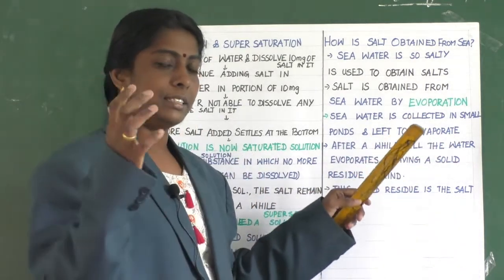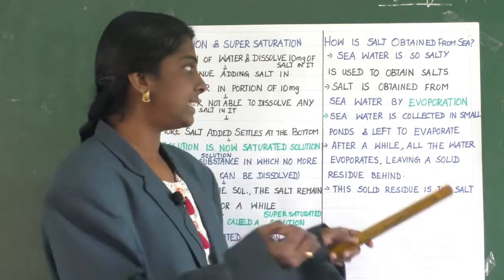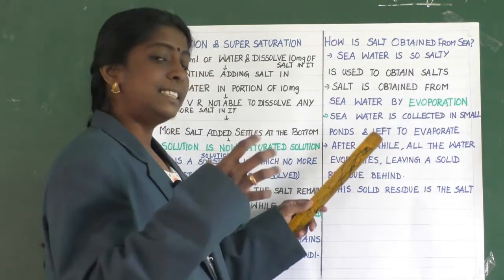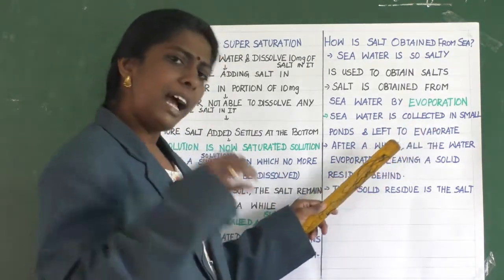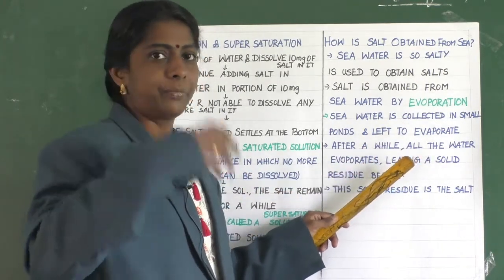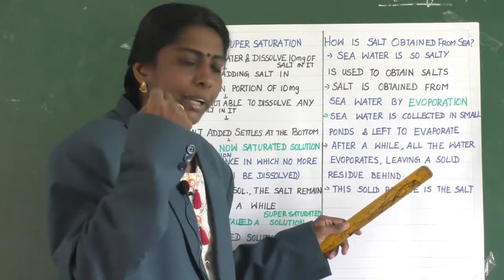Seawater is collected in small ponds and left to evaporate. From the entire amount, they are collecting the seawater in small ponds, and then that is left to evaporate. After a while, all the water evaporates, automatically, with the help of the sunlight.